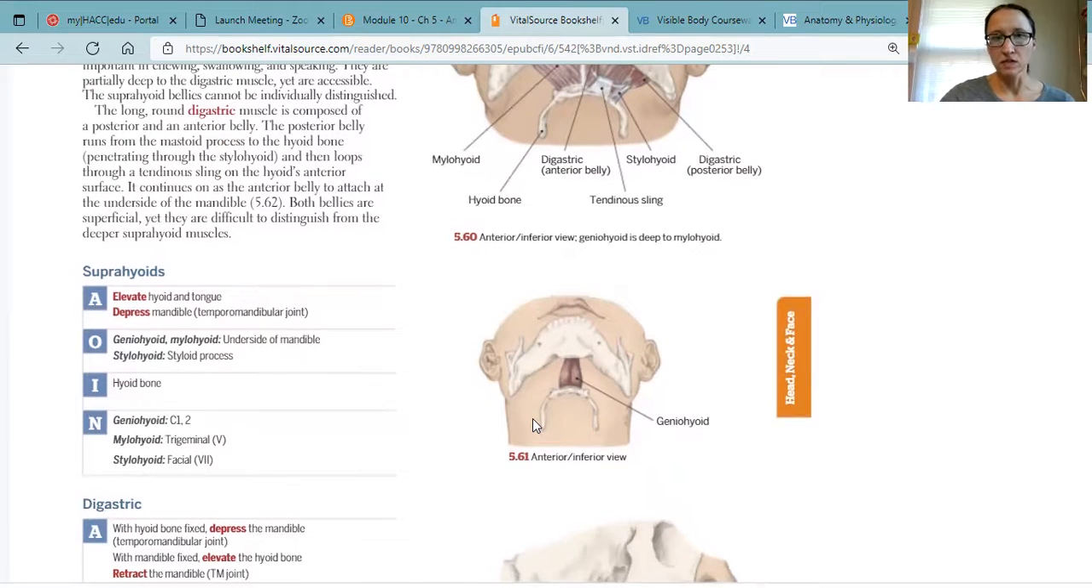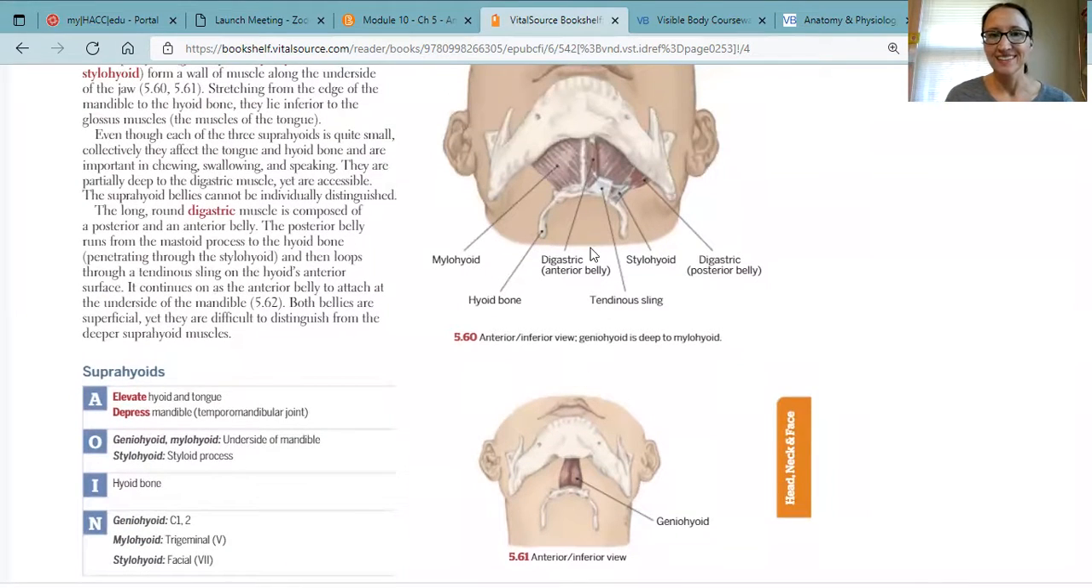But all of these muscles attach, like I said, to the hyoid and then to the underside of the mandible in that submandibular fossa there. So you have some strange little muscles that actually sit in these tendinous slings. And this happens a couple times in the suprahyoid and infrahyoid complex here. So again, they're just kind of weird, they're bizarre.